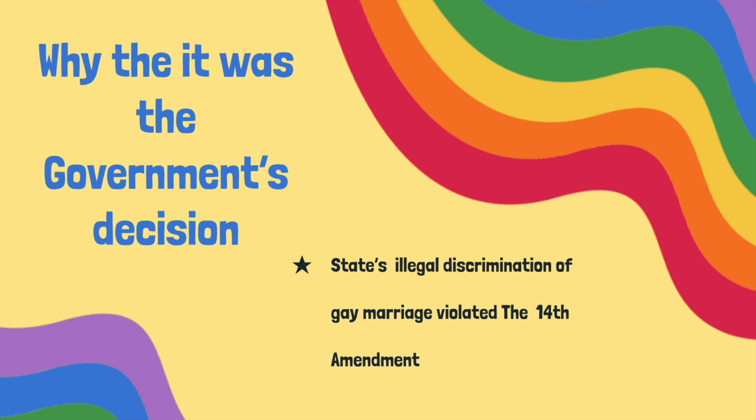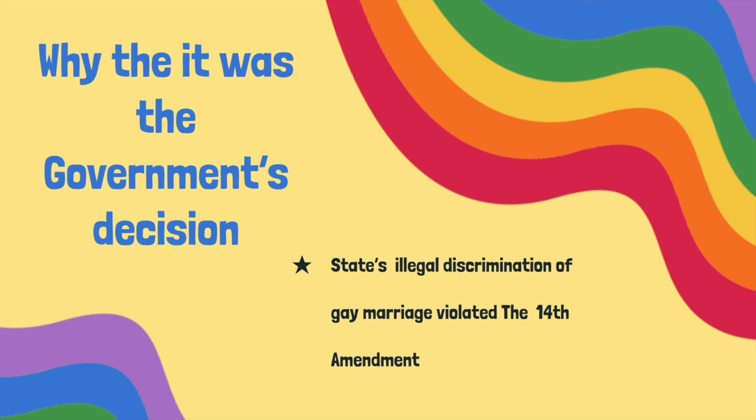Why it was the government's decision. States' illegal discrimination of gay marriage violated the 14th Amendment. The 14th Amendment, adopted on July 9, 1868, includes several important clauses, such as the Citizenship Clause, the Due Process Clause, and the Equal Protection Clause. These clauses collectively ensured that the states could not infringe upon the rights guaranteed by the amendment. The 14th Amendment is not up for state interpretation, and they have to comply with the amendment.